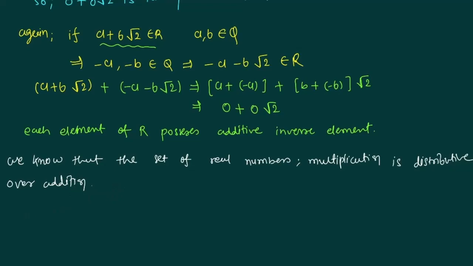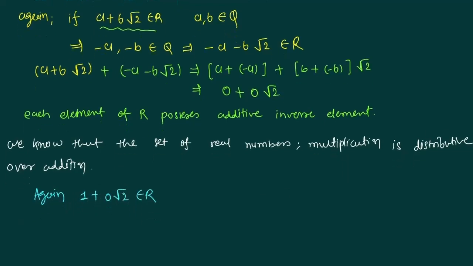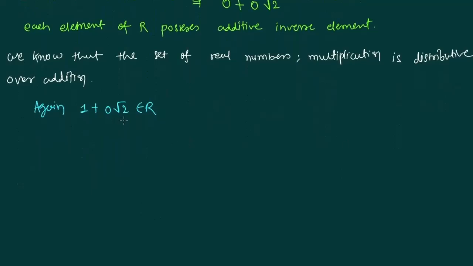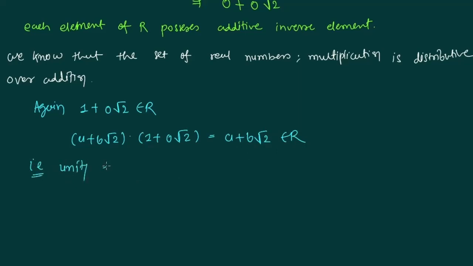Now again, we know that 1 plus 0 root 2 belongs to R. To prove this, we have to prove the various postulates. If I prove that the unity element with respect to multiplication is in set R, so I have 1 plus 0 root 2 belongs to R. Now if a plus b root 2 is any element and I multiply it by 1 plus 0 root 2, then this is equal to a plus b root 2, so that is the unity element 1 plus 0 root 2. This belongs to set R, or we can say that it is a multiplicative unity.